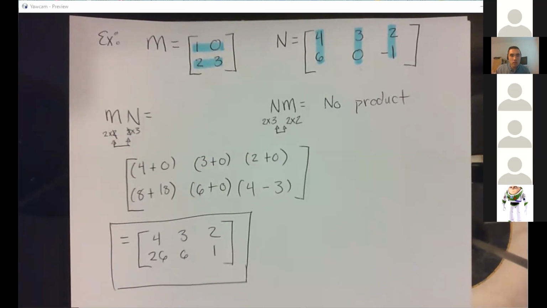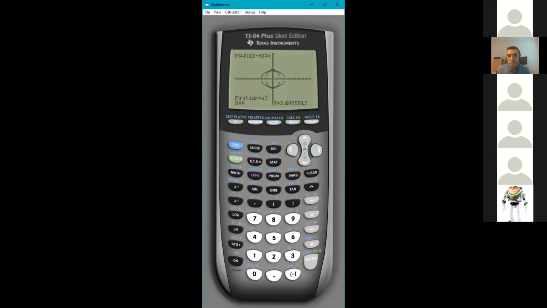Nonetheless, everybody have their calculators out? Can y'all see the calculator screen that I'm sharing? Yeah. And then when I put the mouse over it, can you see the mouse pointer? Okay, good.